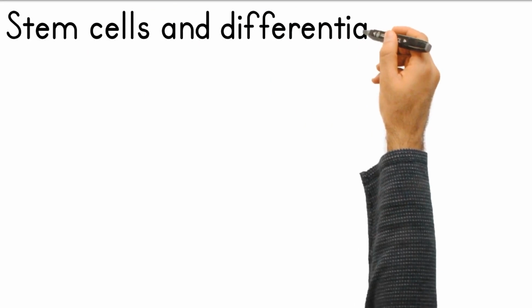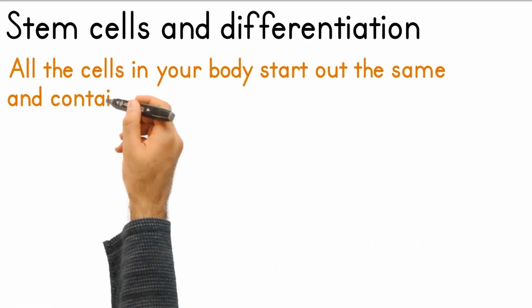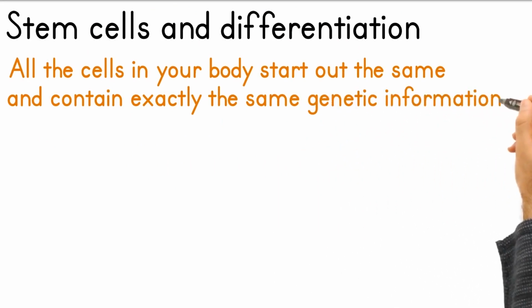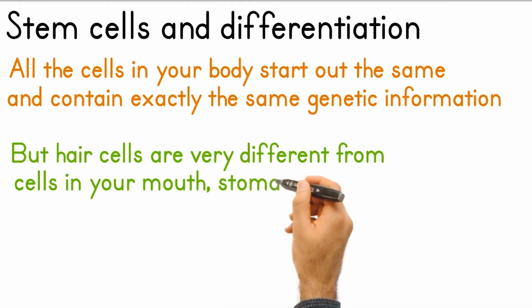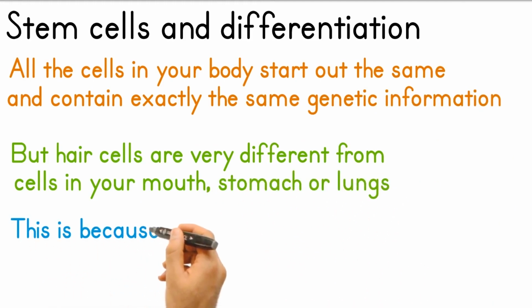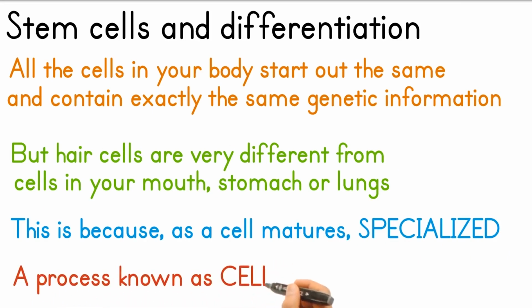Stem cells and differentiation. All the cells in your body start out the same and contain exactly the same genetic information. But hair cells are very different from the cells in your mouth, stomach or lungs. This is because as the cell matures it becomes specialized, in a process known as cell differentiation.